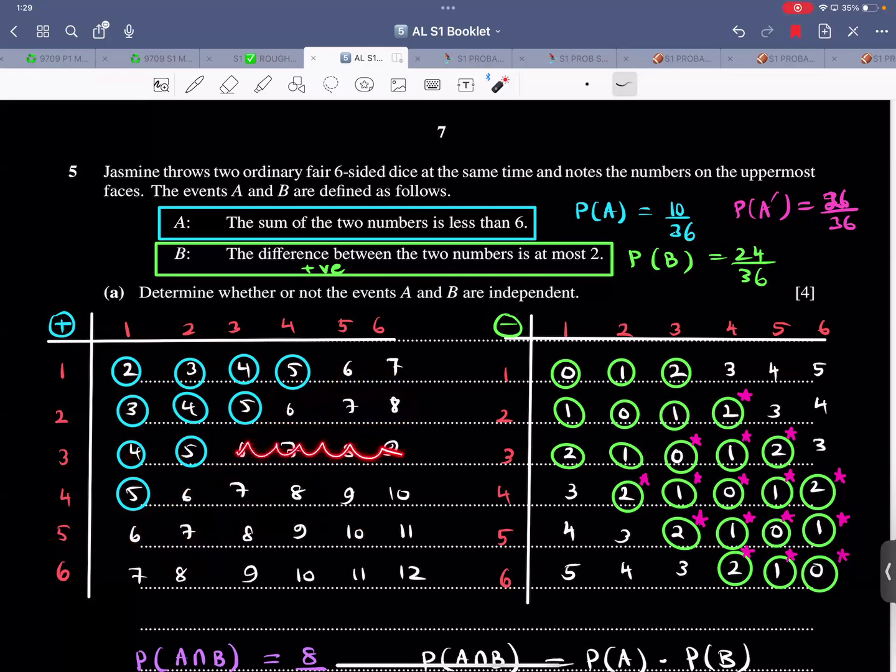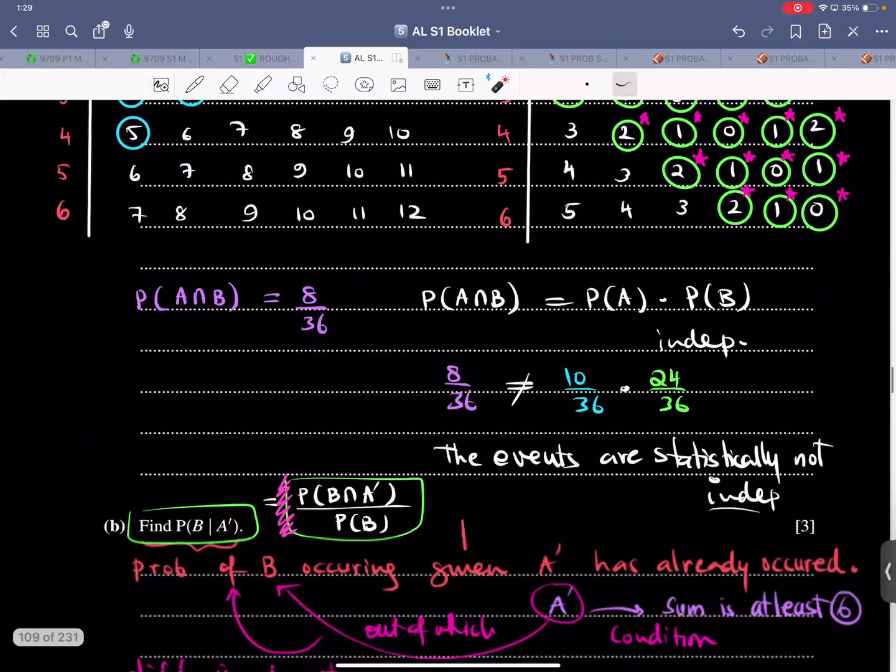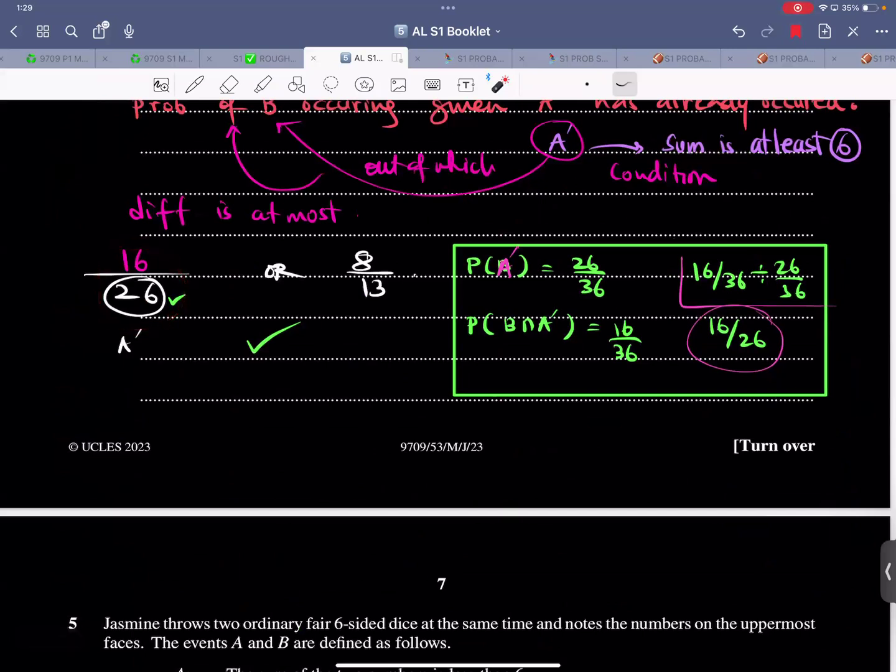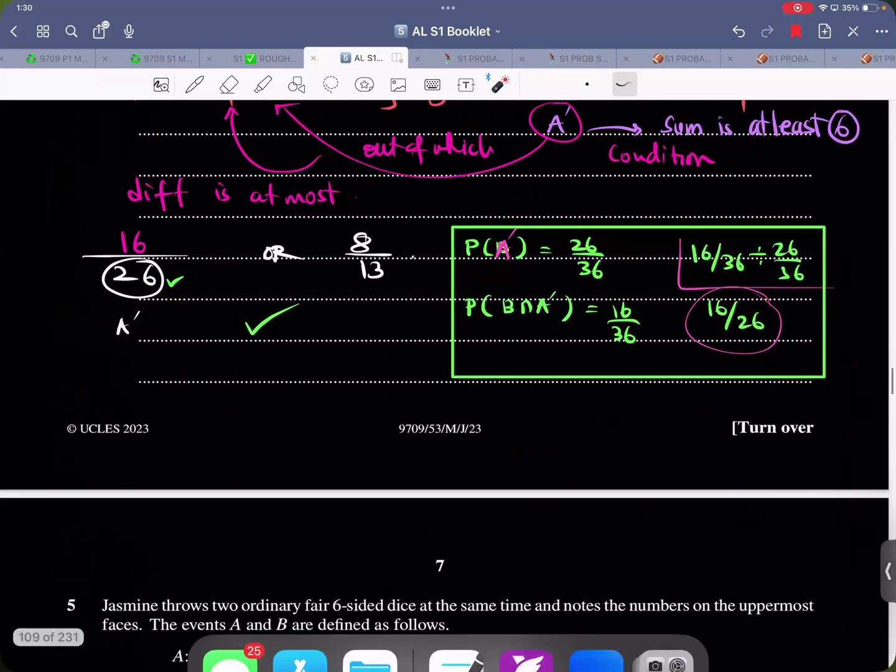Out of these 4, is there anything in common? Yes, 1, 2, 3. Out of these 5, is there anything in common? Yes, 1, 2, 3, 4, 5. Out of these 6, is there anything in common? Yes, 1, 2, 3, 4. Out of these 6, is there anything in common? Yes, the last 3. So out of 26, 16 are common. So therefore, the answer is 16 over 26. So that completes this lecture on probability.